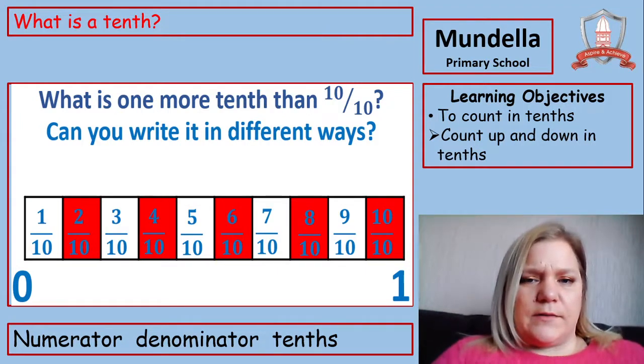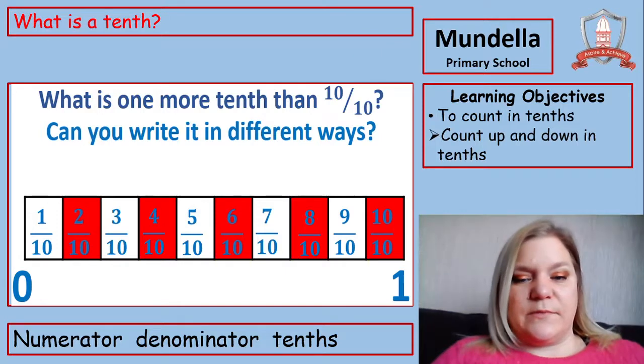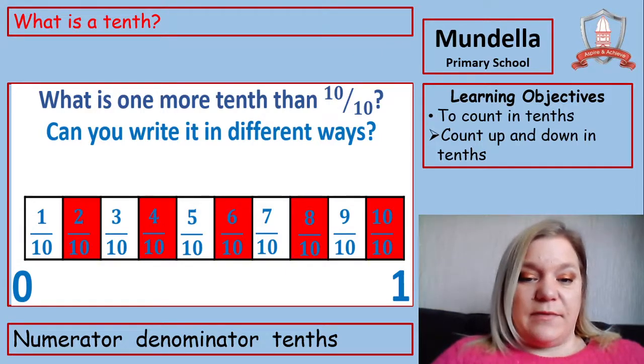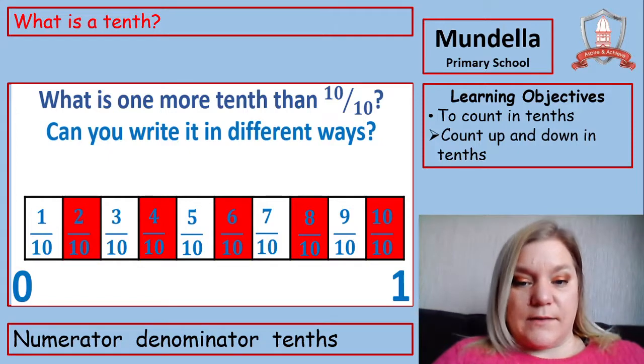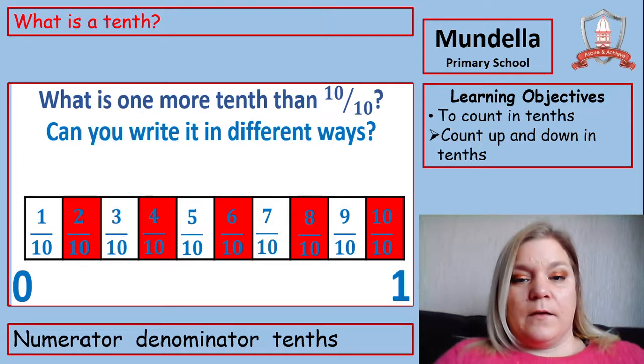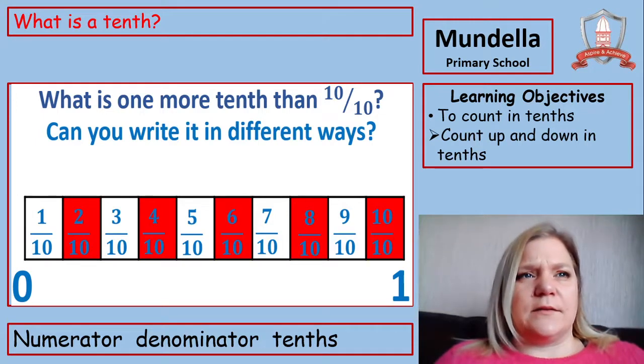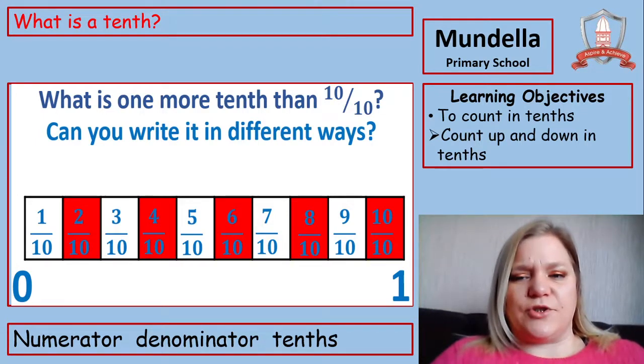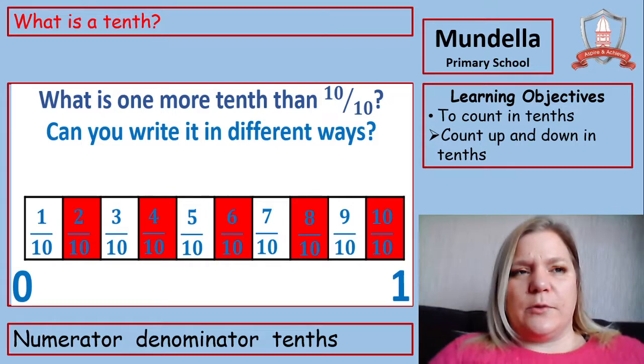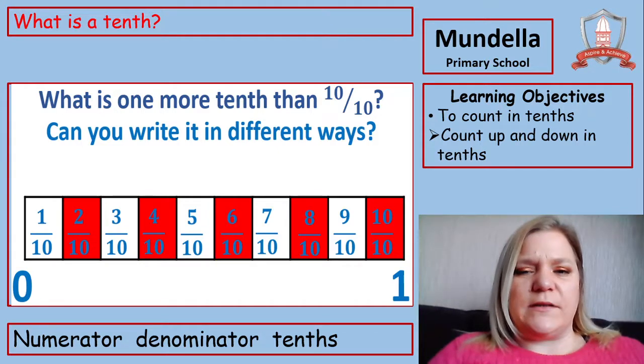Now, have a look at this one. We've got our counting stick and it goes all the way from 0 to 1. So if we were counting up 7/10, 8/10, 9/10, 10/10, which equals 1, what would the next number, the next fraction be? I wonder if you can pause the video and see if you can write it in two different ways.